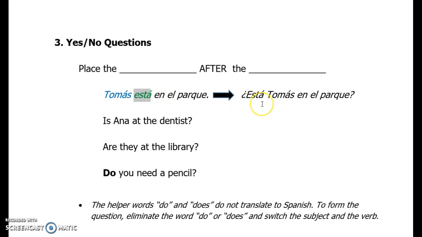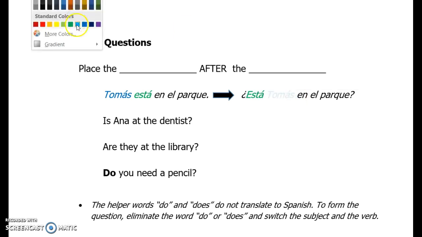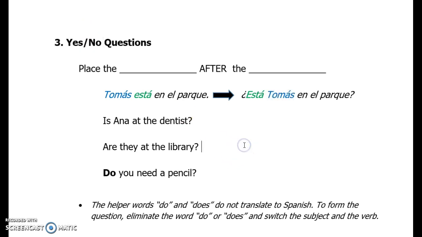Well, notice what's happened here when we ask a question. All we did is instead of saying Tomás is in the park, we said, is Tomás in the park? We do the same thing in English all the time. You simply change your verb and your subject in the sentence as far as where they're located. That's your syntax. That's what makes it different. All right. So, ¿está Tomás en el parque? Rather than Tomás está en el parque. We do this in English all the time.